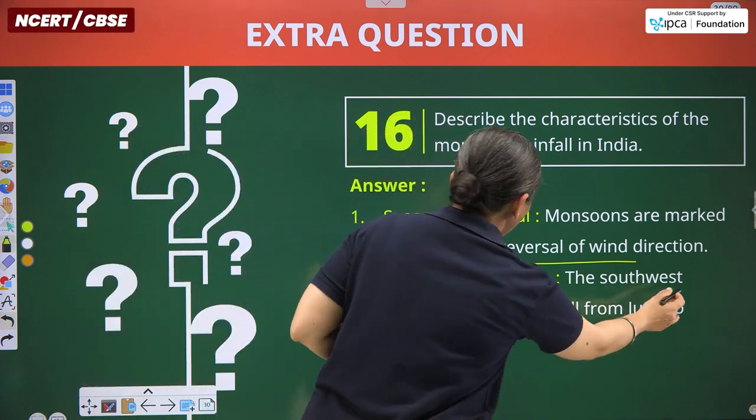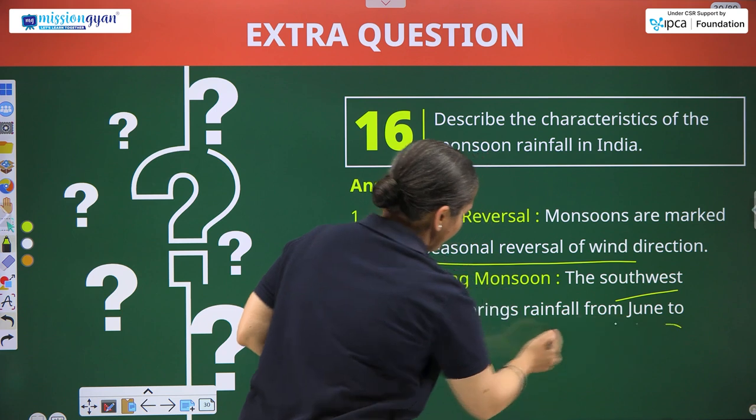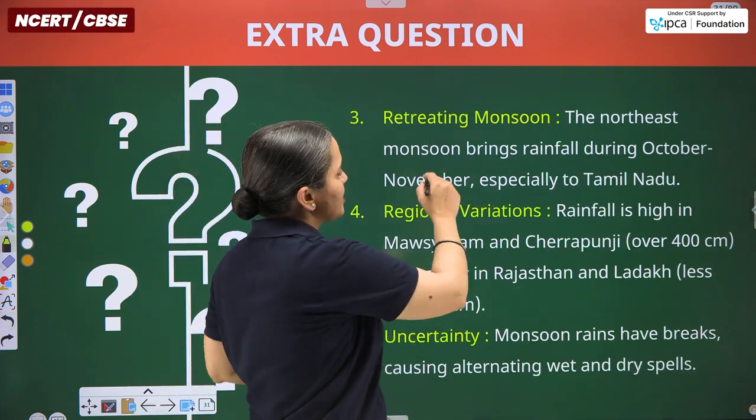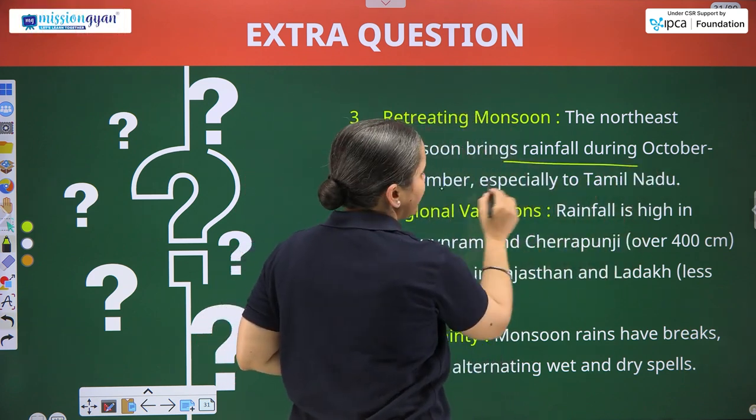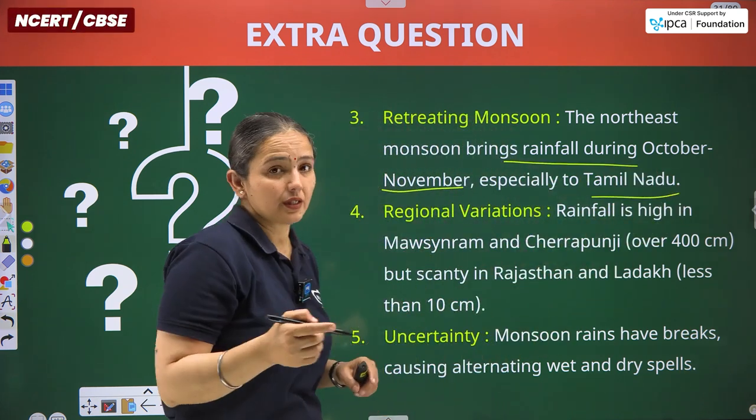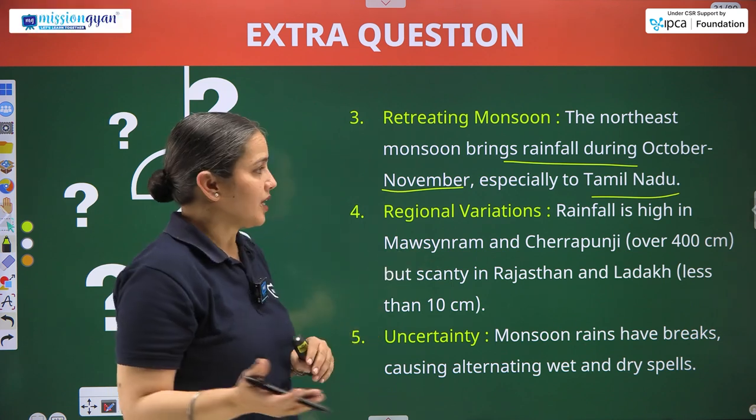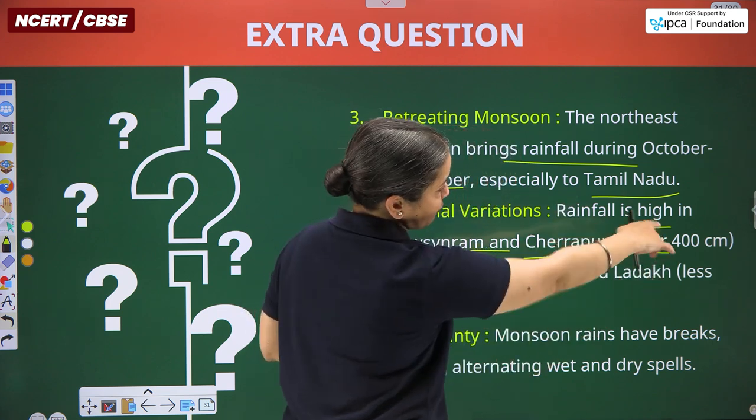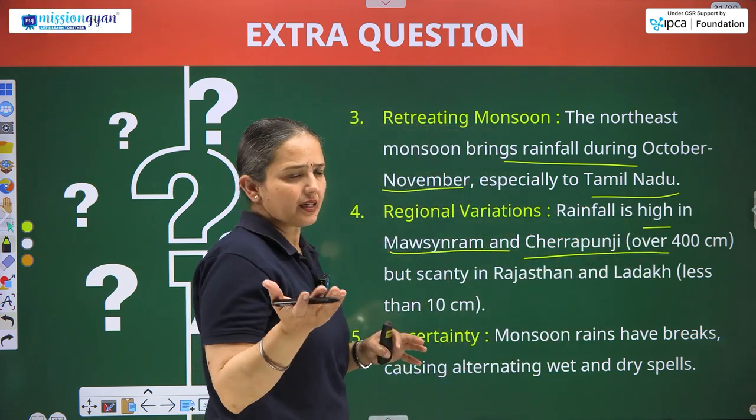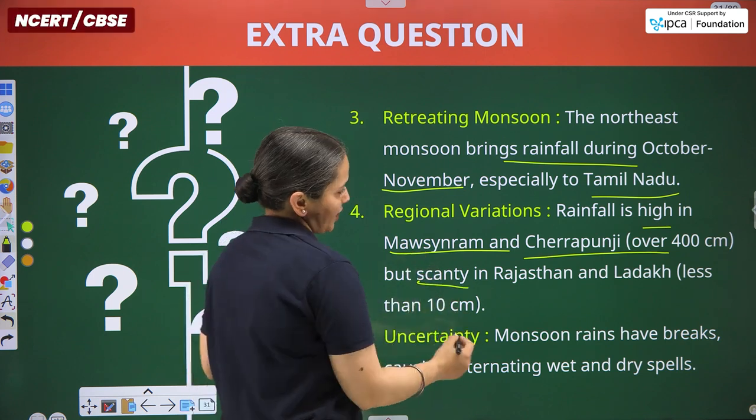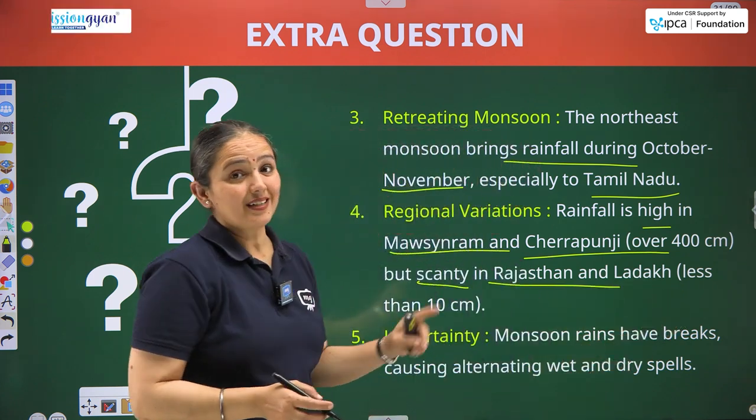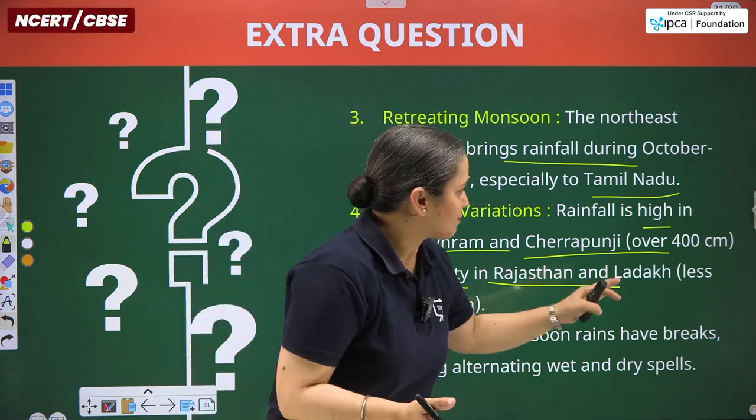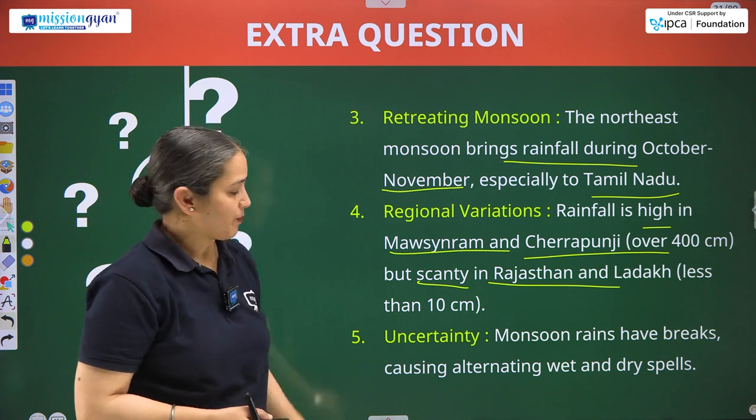Advancing monsoon: the southwest monsoon brings rainfall from June to September. The northeast monsoon brings rainfall during October and November, especially to the coast of Tamil Nadu. And there are certain regional variations as well. Rainfall is high in Mawsynram and Cherrapunji, over 400 centimeters, as compared to the Rajasthan and Ladakh regions, where it is scanty because these are dry regions. Less vegetation is also one of the responsible reasons. The rainfall received over there is less than 10 centimeters.